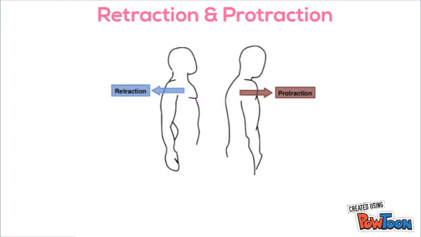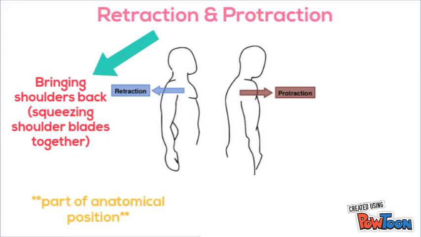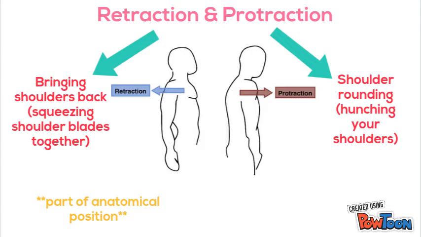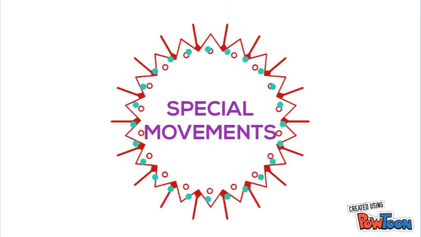Retraction and protraction. Retraction is when you bring your shoulders back just like the anatomical position. Protraction is when your shoulder is rounding. Here are some special movements that wouldn't fall under the categories mentioned before.